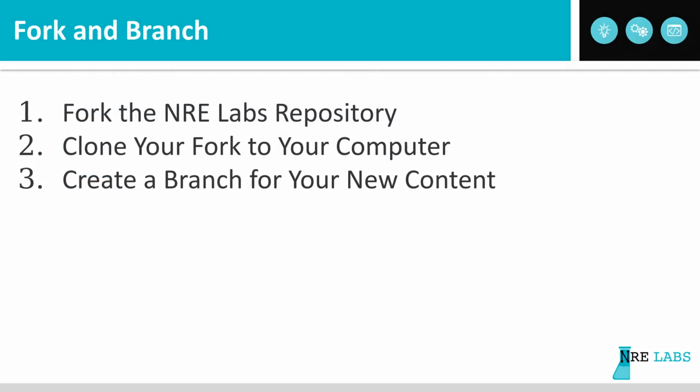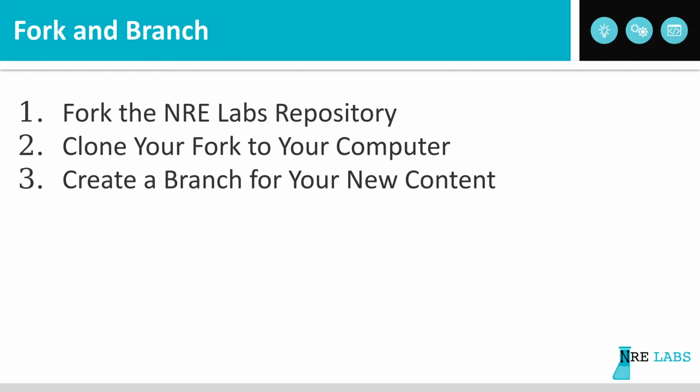A high-level overview of the process in this part of the video is threefold. First, we want to fork the NRE Labs repository. This is a way of basically creating our own copy that we can create branches on and push commits to, and that way we can have a staging ground before we try to contribute those changes back to the main project.